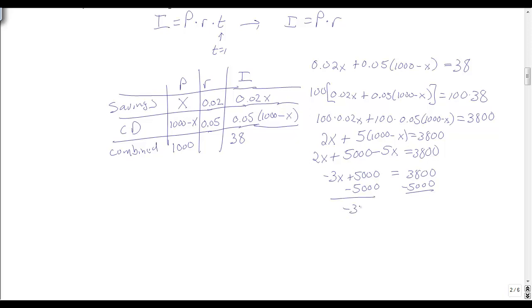So what I get is negative 3x equals 3,800 minus 5,000. That's going to work out to be negative 1,200. Now I have x times negative 3, so to get rid of this negative 3, multiplying by negative 3, I need to divide by negative 3 on both sides. That leaves me with x. Negatives cancel. 1,200 divided by 3, that's 400. So what I'm saying is we have $400 in the savings. CD would be 1,000 minus x, 1,000 minus 400, so it would be $600 in the CD.